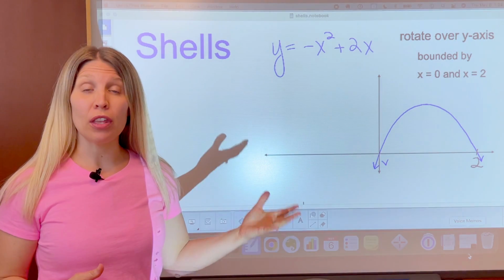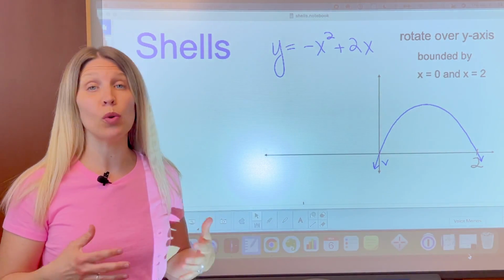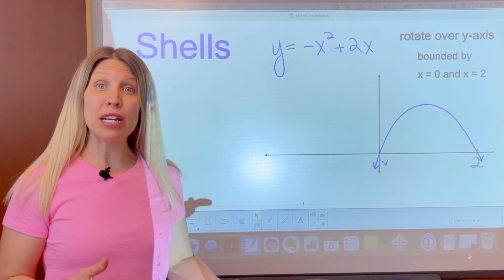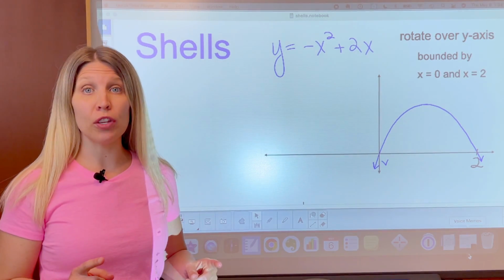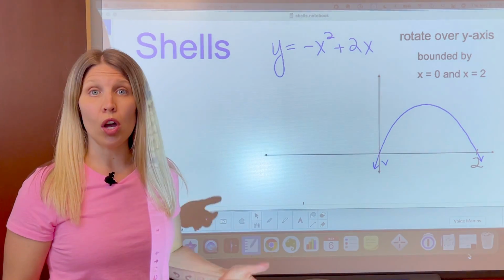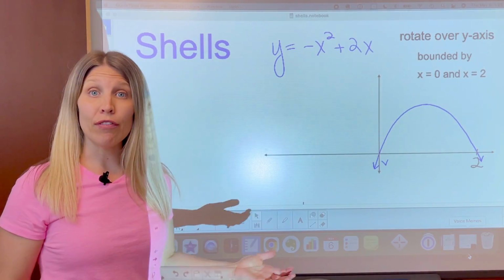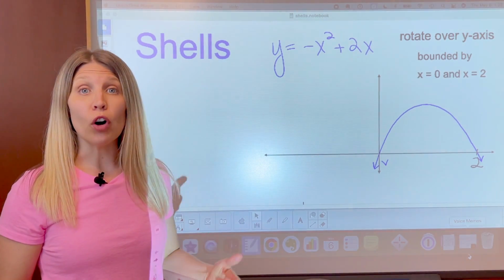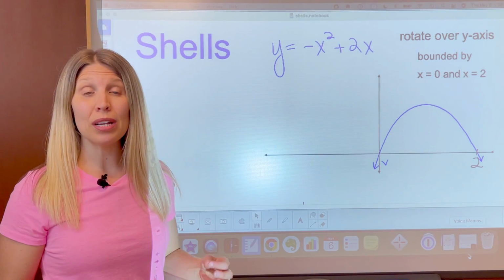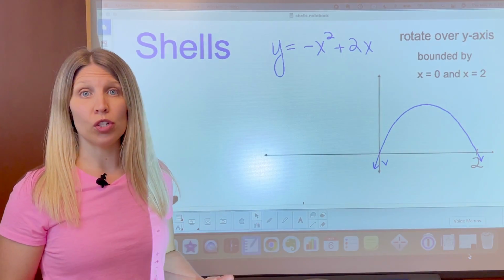So with the shell method, for this first example, you want to make sure that you graph it on a piece of paper. You have to sketch it out. In this problem, we want to revolve the function around the y-axis. The first step is to draw a graph of the function and what the problem asks for. So we have this function graphed. We're going to revolve it around the y-axis, and our bounds are from 0 to 2.